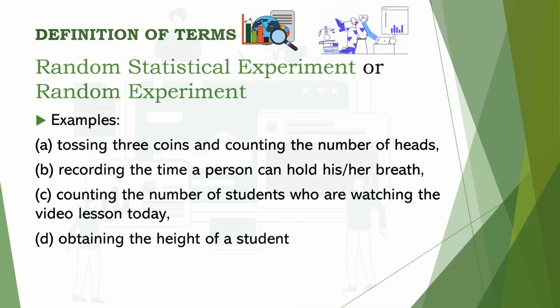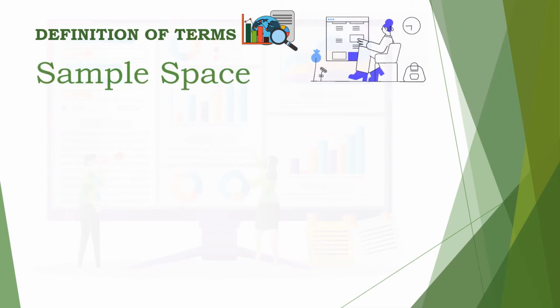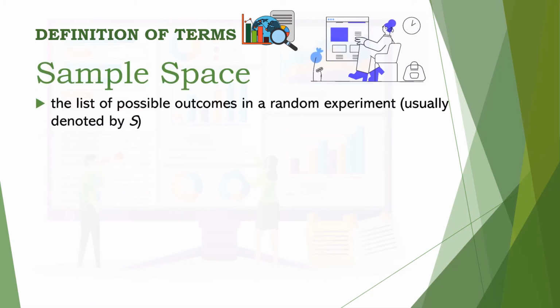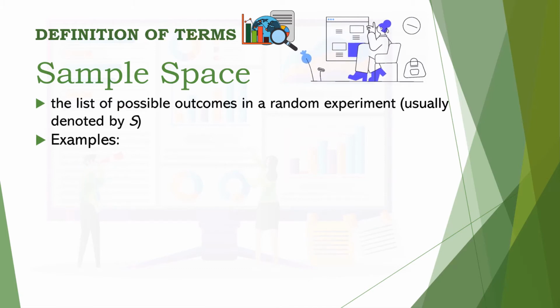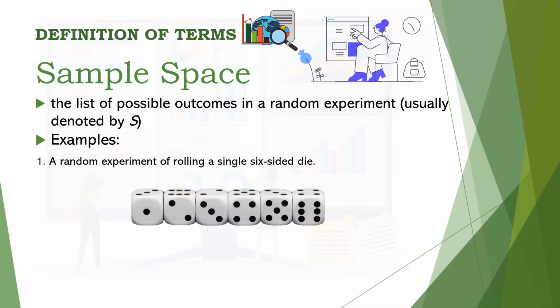As we will see from the given examples, an important detail of each experiment is its set of possible outcomes called the sample space. So it is, again, the list of possible outcomes in a random experiment, usually denoted by S. So to review your understanding about sample space, let's consider these examples. First, a random experiment of rolling a single six-sided die. What do you think is its sample space?